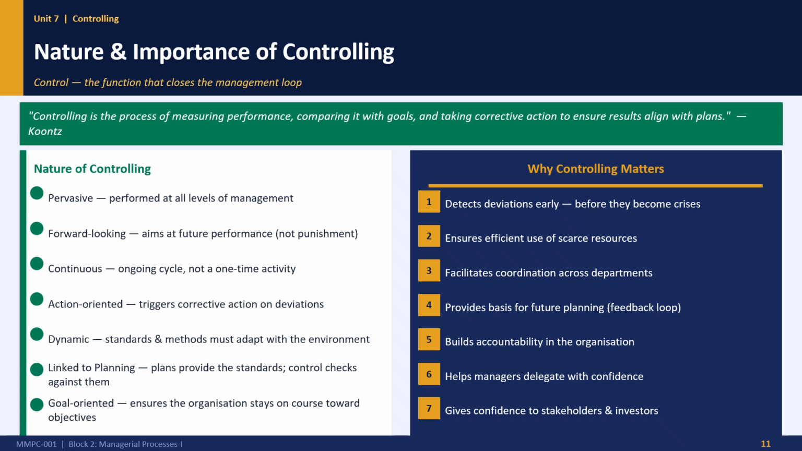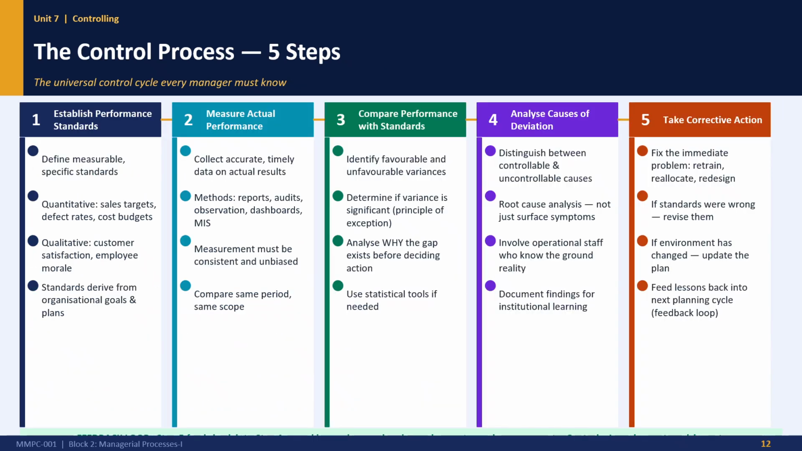The control process consists of five key steps. First, performance standards are established based on organizational goals. Second, actual performance is measured using appropriate methods. Third, performance is compared with the standards to identify deviations. Fourth, the causes of deviations are analyzed to understand the root problem. Finally, corrective action is taken to address the issue. It is important to remember that controlling is not about punishment, but about improving performance and achieving organizational objectives.